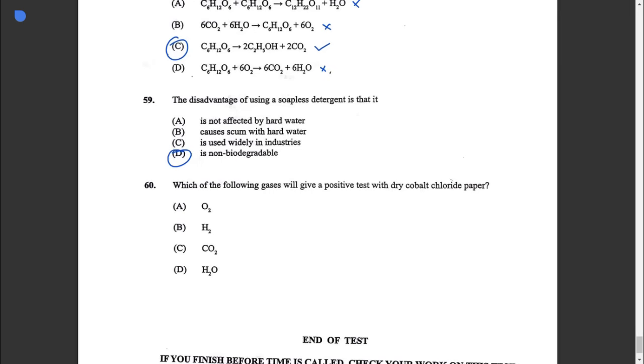And if the cobalt chloride paper turns from blue to pink, it will indicate that water is present. So D would be the answer.